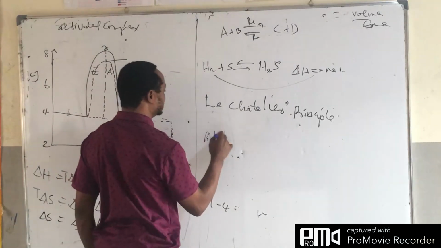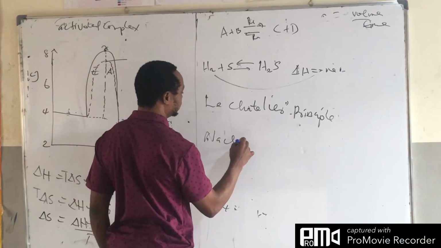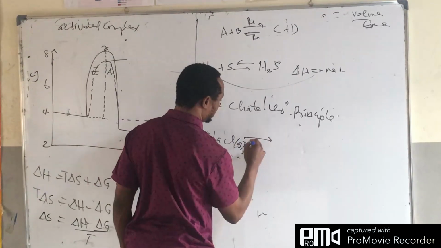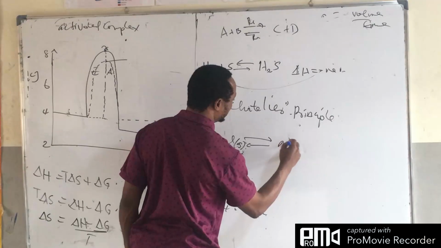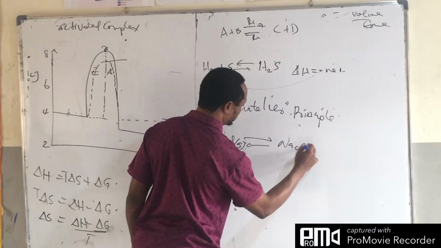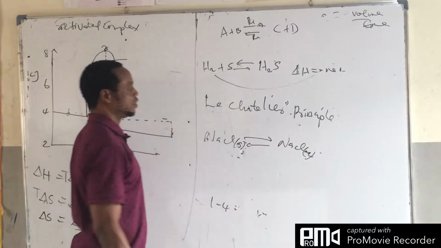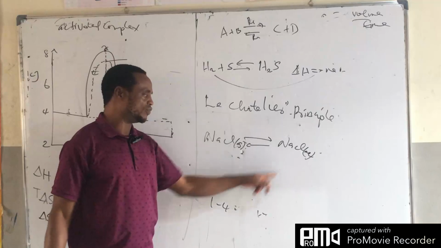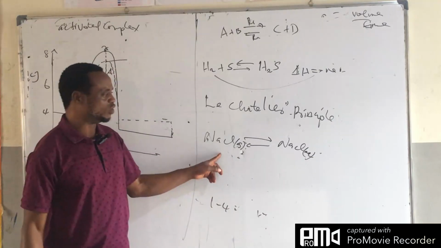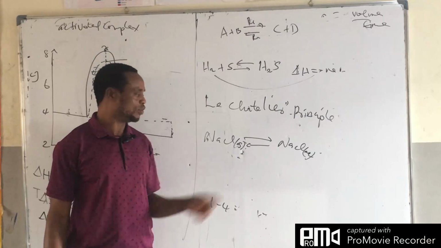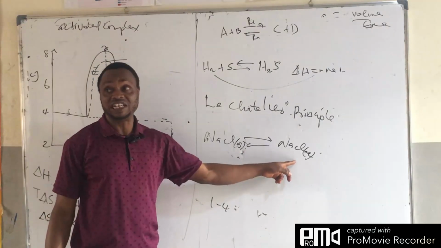Now, I dissolve this. I have NaCl solid to NaCl aqueous. Here is in solid form, here is in what? Liquid form. What will be the effect of pressure on this system? Any effect here? Why? Because they are not what? In fact, no one is gaseous here.